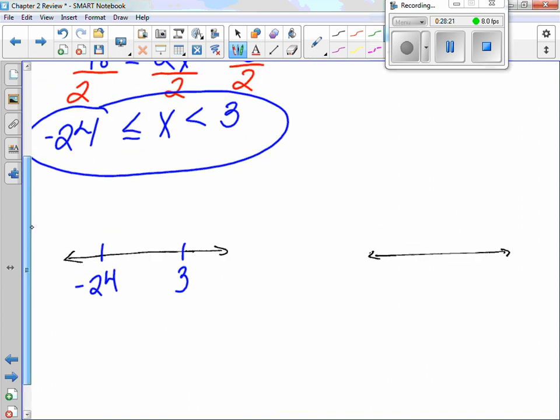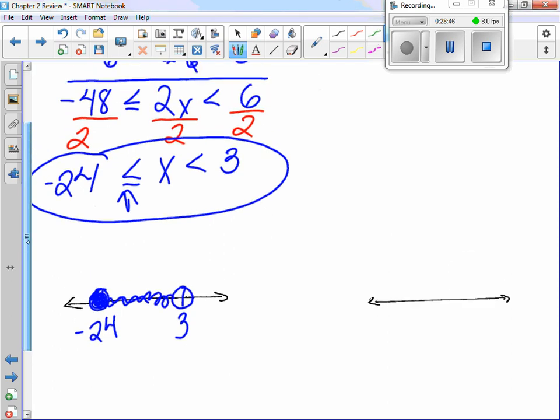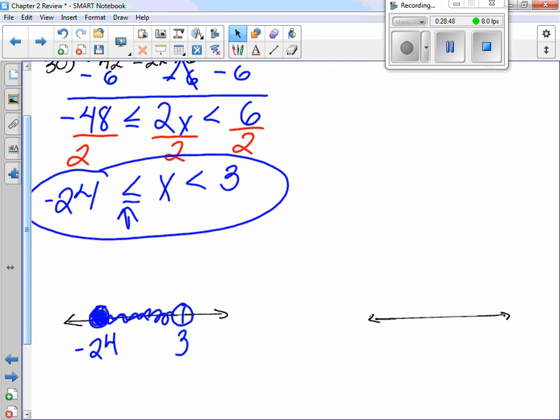And what we need to do to finish this off is we need to graph it. Now we're going to shade in the middle because x is in the middle. Whenever the variable is in the middle, we would shade in the middle. But now we need to figure out which circle's open, which circle's closed, or if they're both open or both closed. Well, there's only one equal sign, so we would shade in the -24, and we would leave the other one open. And that's all we would need to do for this here. Any questions on this here? Yes.